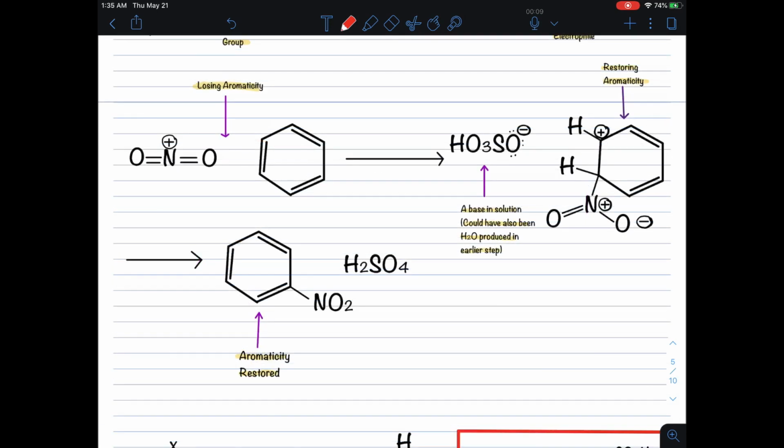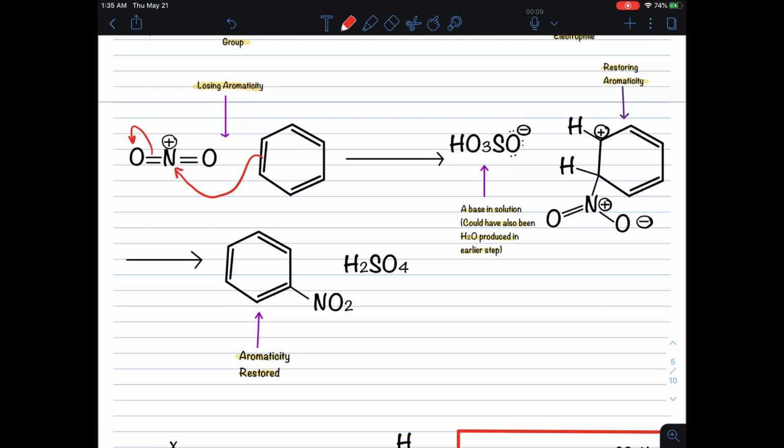Now this NO2 group just produced is going to serve as our electrophile. The nitrogen has a full positive charge, indicating that it's electron deficient. So, as we've seen before, the electron-rich double bond in benzene is going to attack the electrophile. This will result in benzene losing its aromaticity.